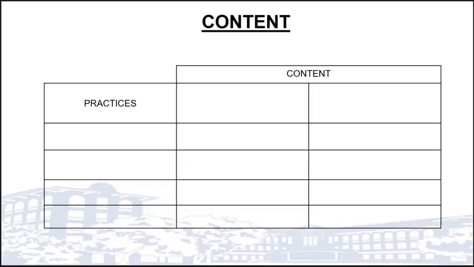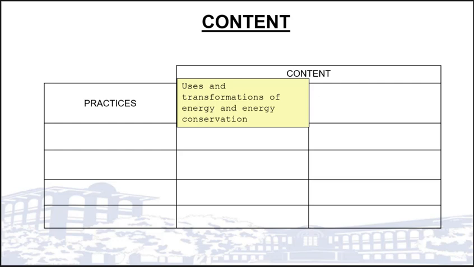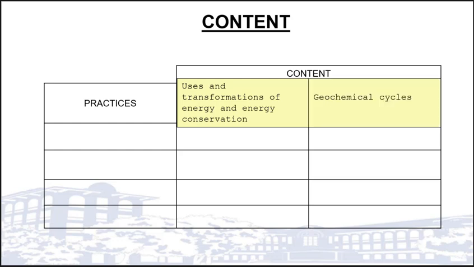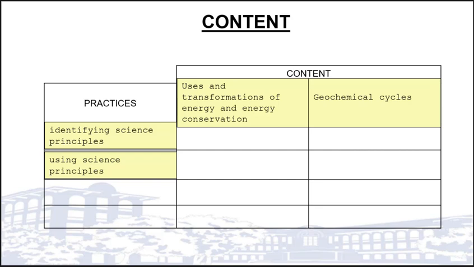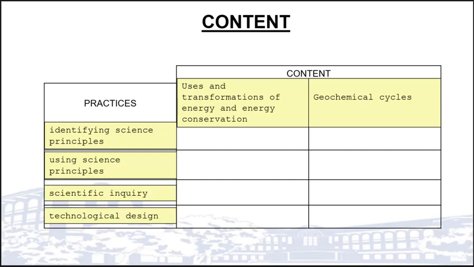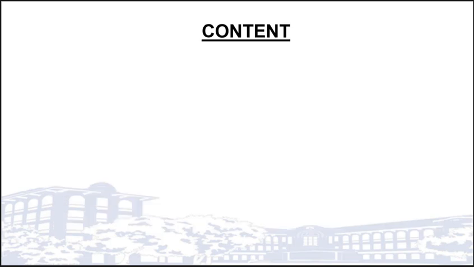Test items measure students' knowledge and skills, a combination of cross-cutting concepts in either uses and transformation of energy and energy conservation or geochemical cycles, and either of the four practices: identifying science principles, using science principles, scientific inquiry, and technological design. Content of NAEP also varies across each grade being assessed.